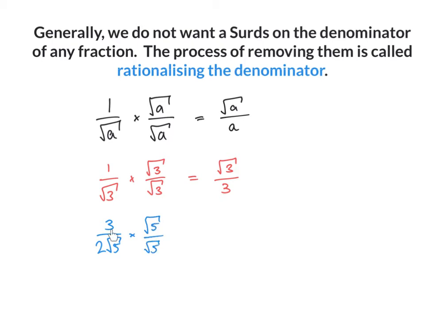And by multiplying both top and bottom by root 5, we're essentially multiplying by 1. So root 5 over root 5 is 1, root 3 over root 3 is 1, root a over root a is 1. So we're not changing the value of this fraction, just its appearance, how it looks. So in the numerator, 3 times root 5 is 3 root 5. On the bottom, 2 times root 5 times root 5 gives you 2 times 5. And so overall we can simplify that as 3 root 5 over 10. And in each one of these, the denominator has been rationalised.